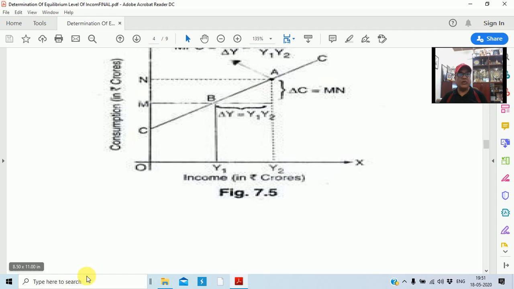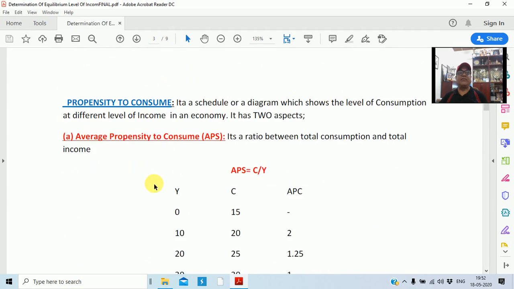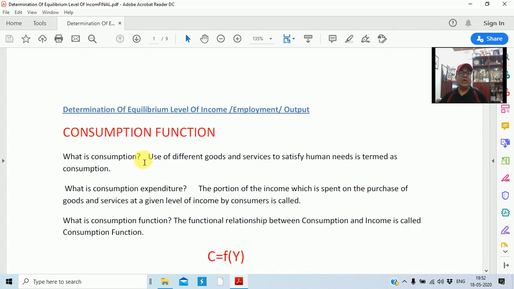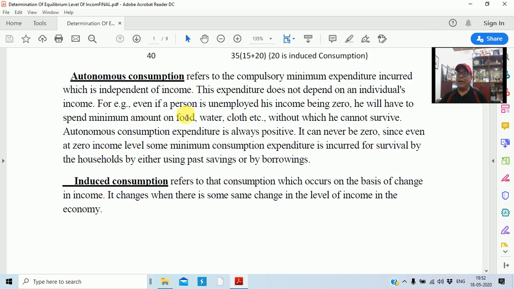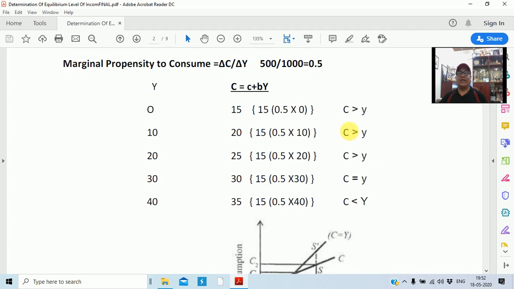So what have we done today? As I told you earlier, this is an important lesson, so you should be very careful. Today we started with what is consumption, and then what is consumption expenditure, then what is the consumption function, and how we get the consumption function: C is equal to small c or C bar plus bY, autonomous consumption plus induced consumption. How do we calculate induced consumption? b means we calculate MPC into Y. What is autonomous consumption? Independent consumption. Induced consumption depends upon income. This is how we calculate consumption expenditure.